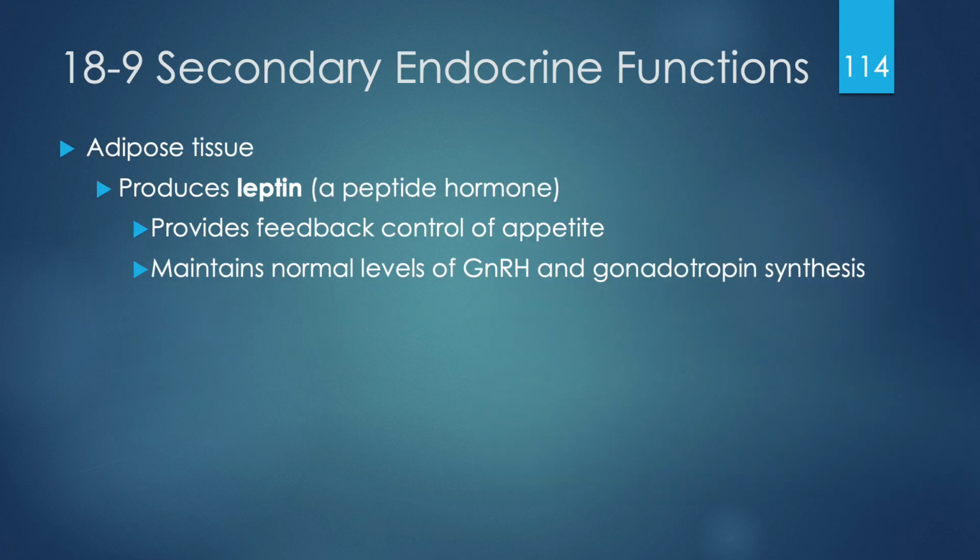Also, our adipose tissue, which we normally don't think of as anything other than excess weight to carry around, has a secondary endocrine function as well. It produces leptin, which is a peptide hormone, and its role is to help maintain our control of our appetites. So they first discovered this when a number of obese mice in a laboratory were discovered to have a defective leptin gene. So they treated these mice with leptin, and then very quickly the mice lost their appetites and became normal, healthy, athletic-looking mice. And so leptin is known for maintaining our normal levels of gonadotropin-releasing hormone and gonadotropin synthesis.